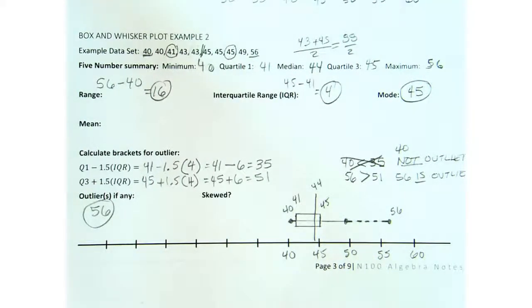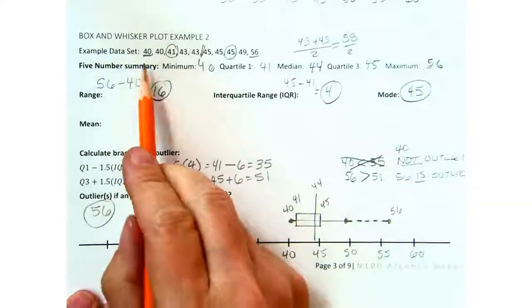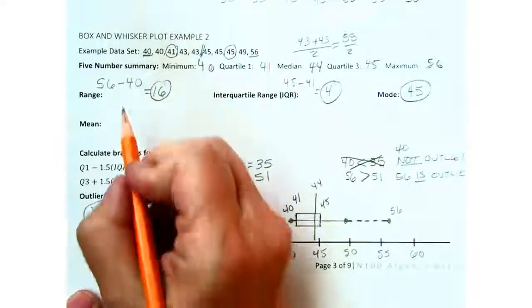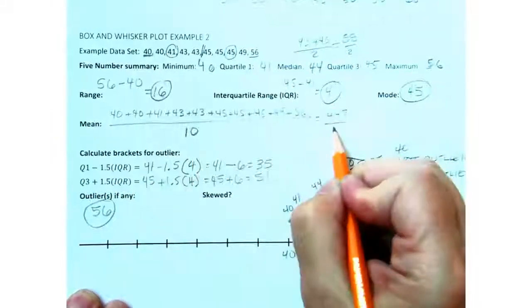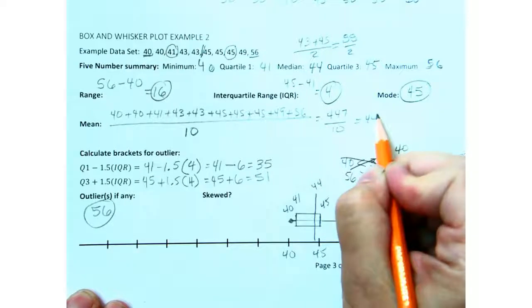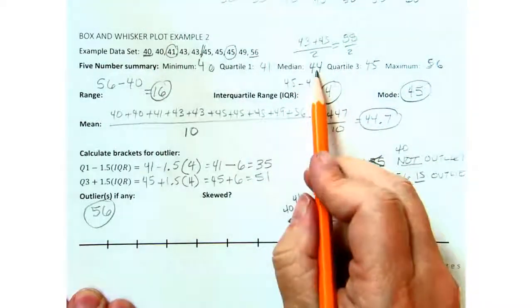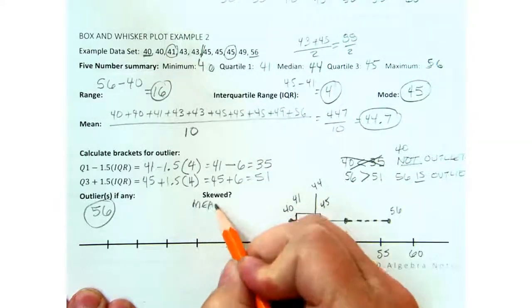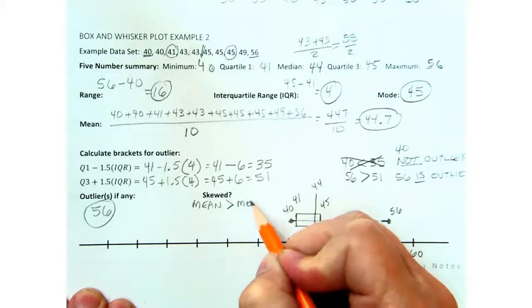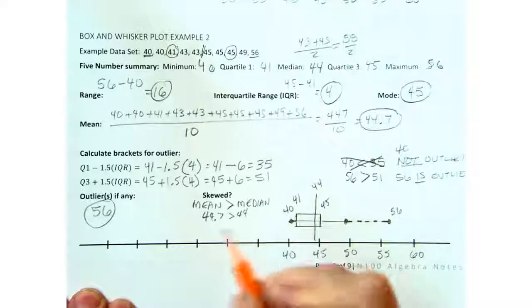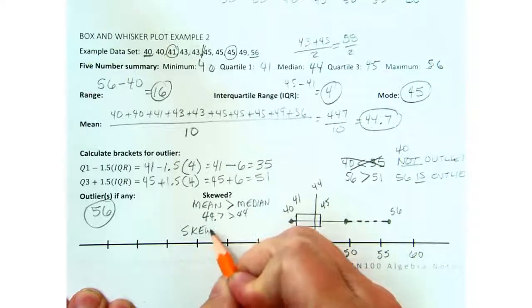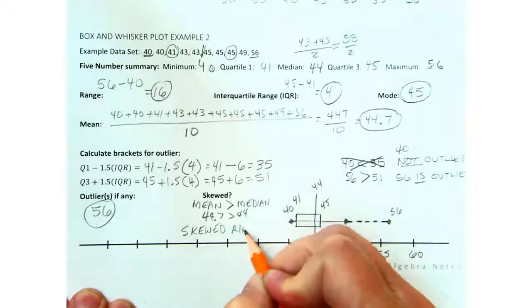The last step is to check whether the data is skewed. First, calculate the mean. Add all the numbers together and divide by the number of numbers. The mean is 44.7. This means that the mean is greater than the median. 44.7 is greater than 44. This data is skewed to the right.